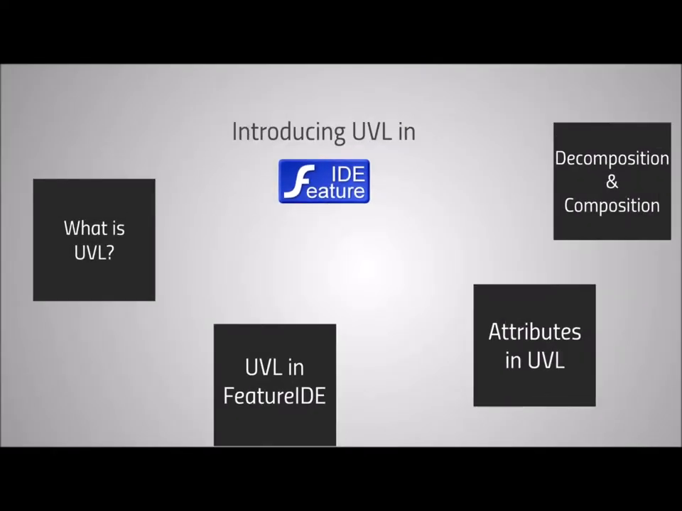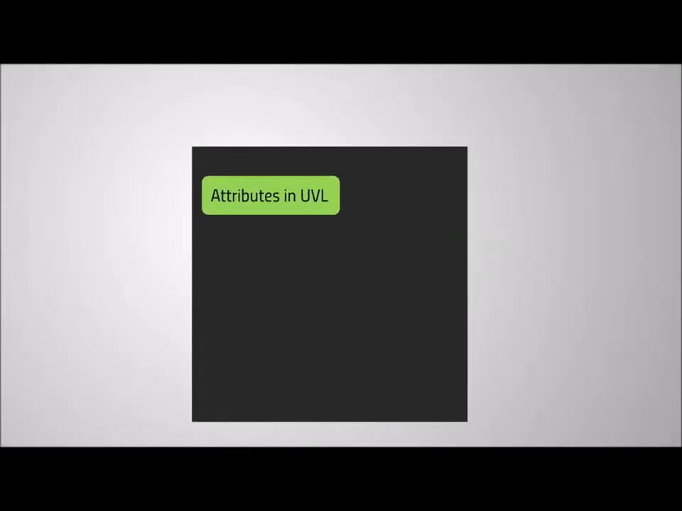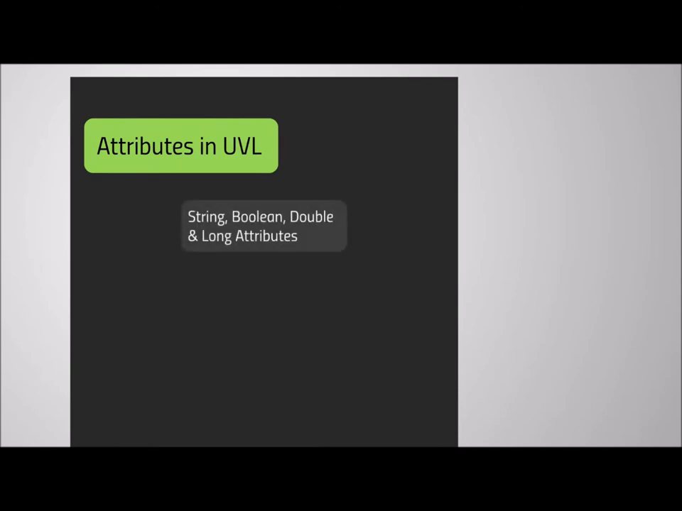Another aspect of UVL is the support of attributes, where we can add string, boolean, double, and long attributes to a feature in FeatureIDE. This can be done either manually or with the attributes view that is already integrated and known in FeatureIDE.